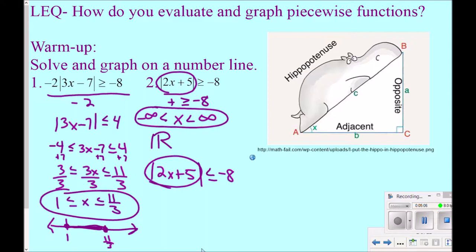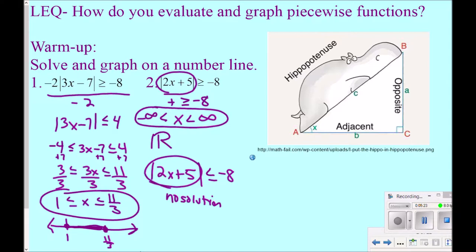No, a positive is never going to be less than -8. So this would be no solution because there are no values for x that I could substitute in here and make this left-hand side smaller than the right-hand side, -8.